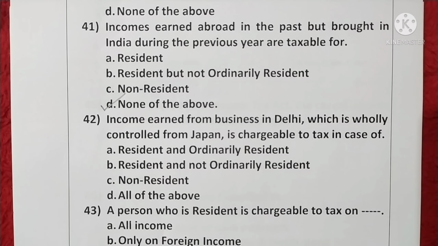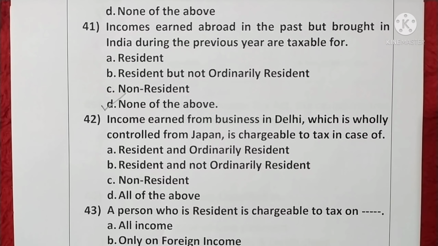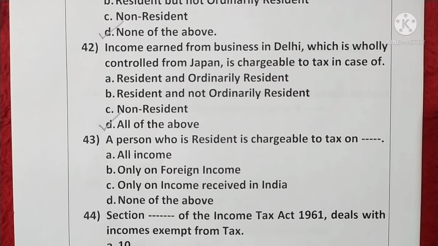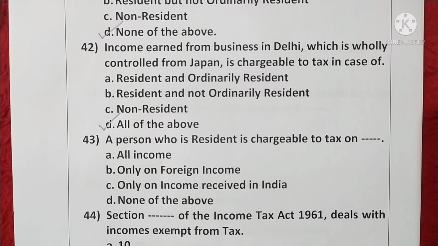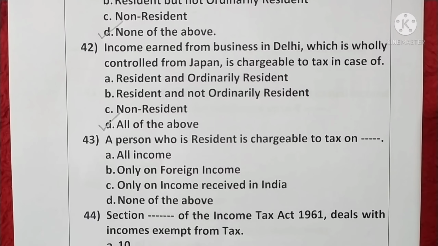Question 42. Income earned from business in Delhi, which is wholly controlled from Japan, is chargeable to tax in case of. Options are given: resident and ordinary resident, not ordinary resident, non-resident, and all of the above. Here, all of the above is correct answer. Option D is correct one. Question 43. A person who is resident is chargeable to tax on a dash. Options are given: all income, only on foreign income, only on income received in India, none of the above. Here, a resident is chargeable to tax on all income. Option A is correct one.